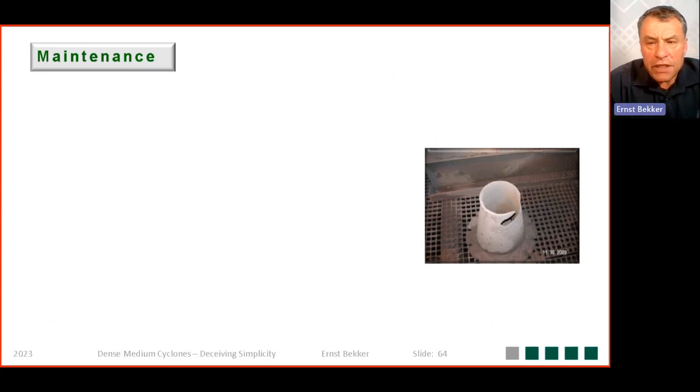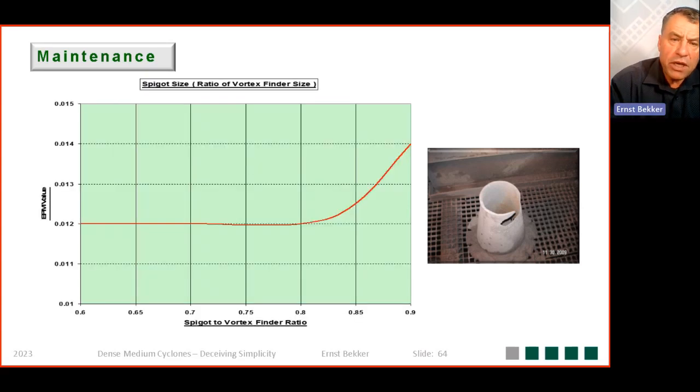You often see the spigots being run to destruction, and suppliers will give them an indication that, hang on, there needs to be a certain ratio between the spigot and vortex finder. That's the graph that Multotec has produced. They will see that the efficiency, which is the red line, runs pretty constant at 0.012 efficiency, up to about 0.8 to 0.85, which is on the bottom x-axis, ratio of spigot to vortex finder diameter.